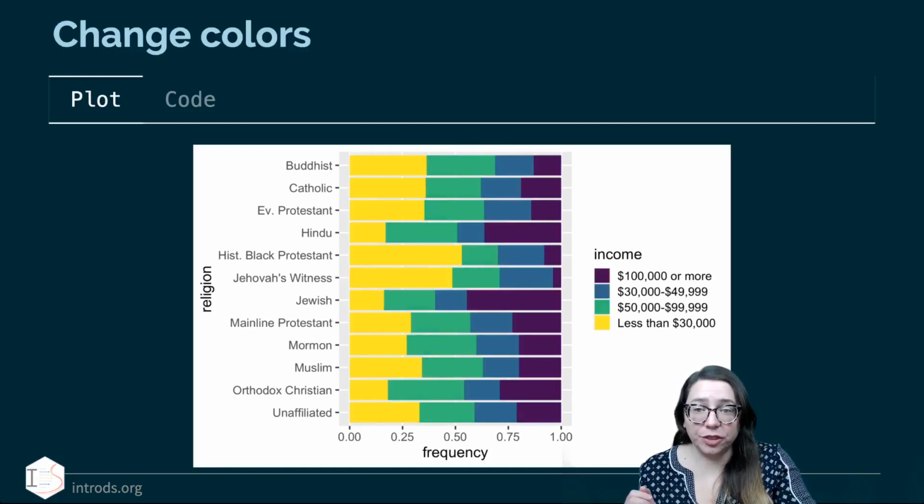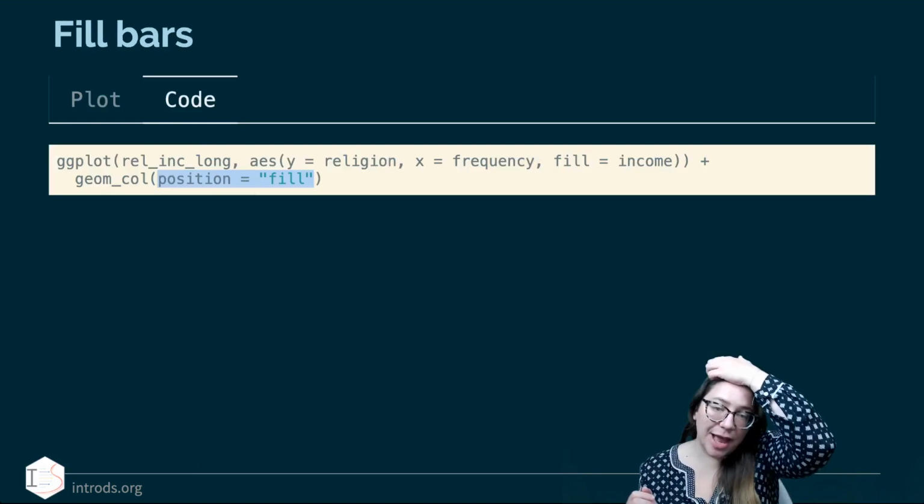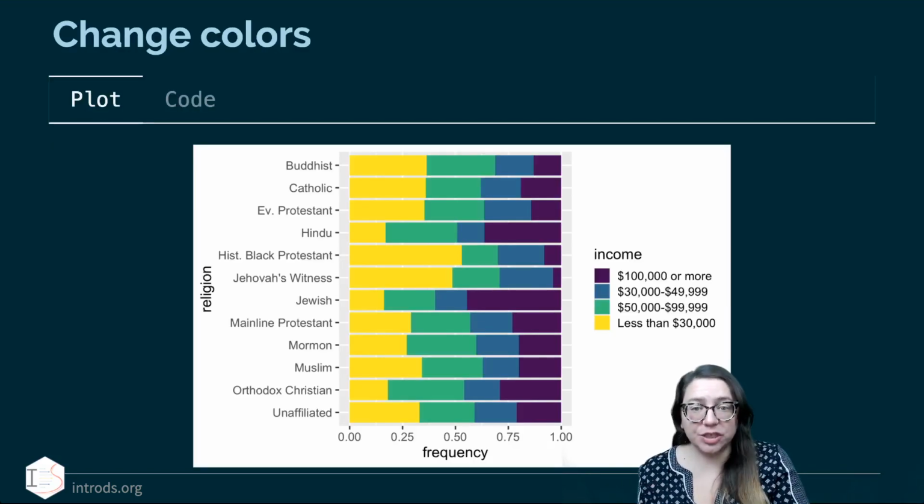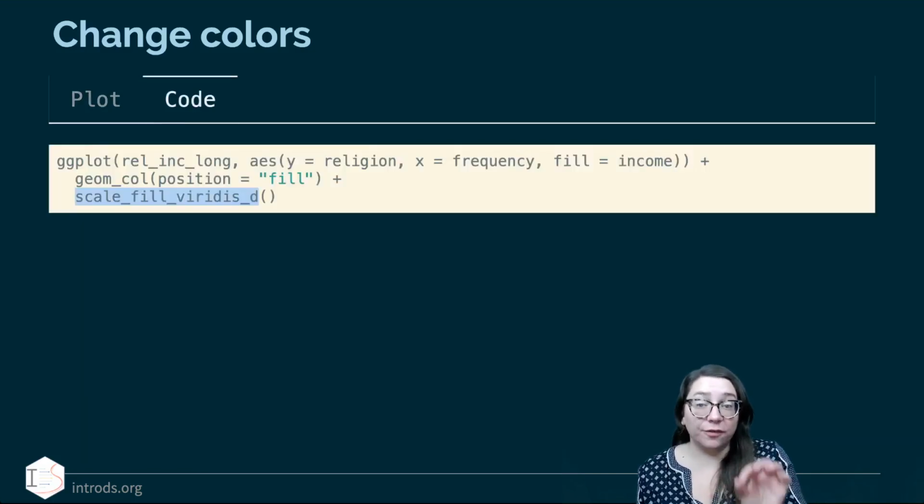The code for doing that, we said, is basically just adding in the position fill argument. Next, let's change up the colors. So instead of using the default ggplot2 scale, I'm going to use the Viridis scale. Note that I'm changing the colors that I used for the fill aesthetic. I can do that using scale_fill_viridis_d, and the _d at the end is for discrete as opposed to a continuous scale.